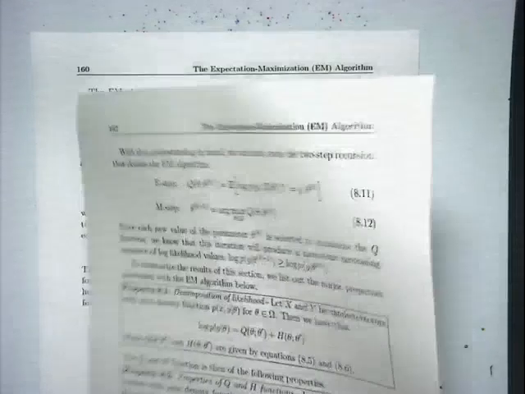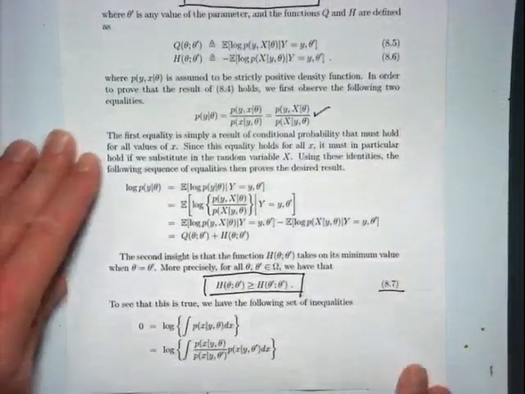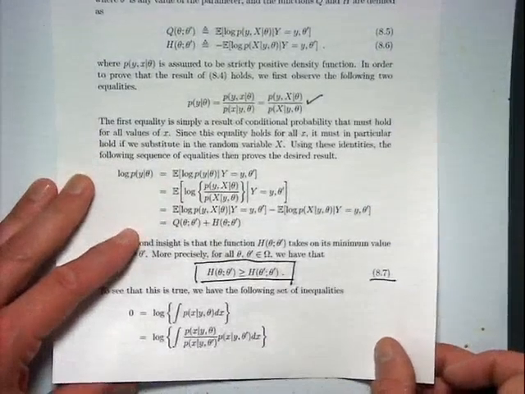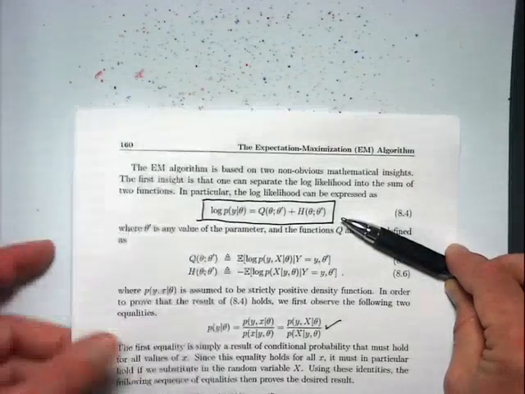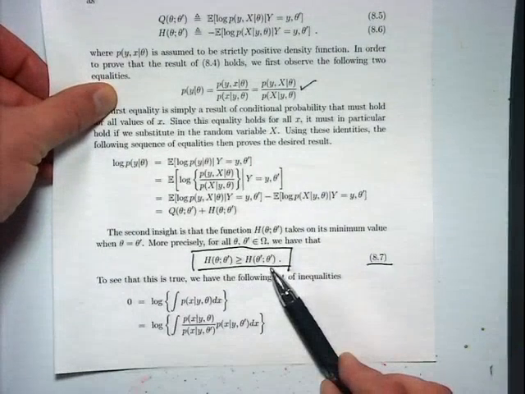Okay, so let me explain this in a little more detail. You see that there are two steps: one is that you can decompose the log likelihood as the sum of these two terms, and the second is that the H has its minimum at theta equals theta prime.